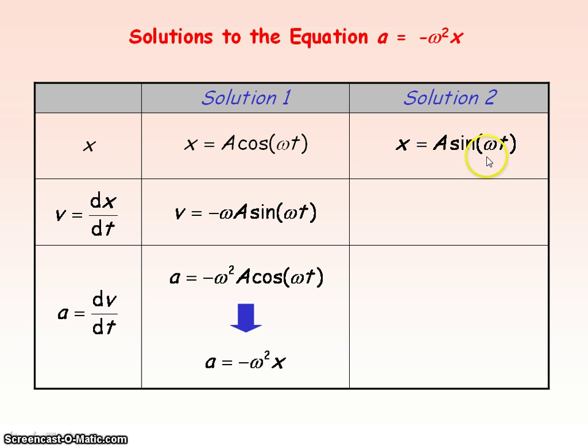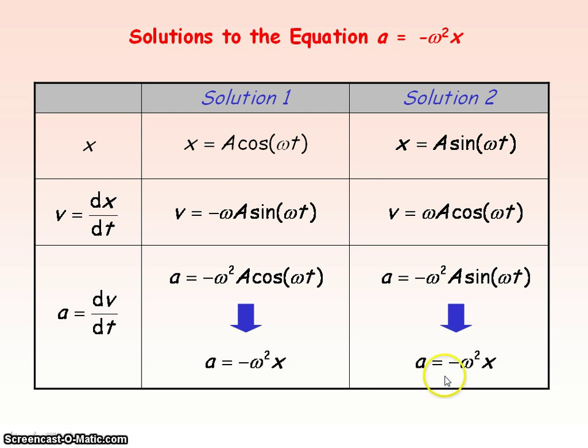And if we differentiate this expression with respect to time, we get velocity. And if we differentiate the velocity expression with respect to time, we get the acceleration. And because a sine omega t equals the displacement, we get a is equal to minus omega squared x.